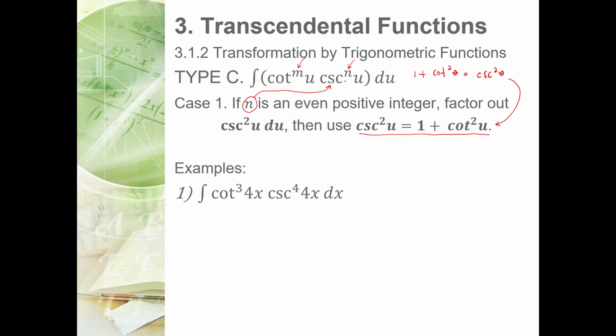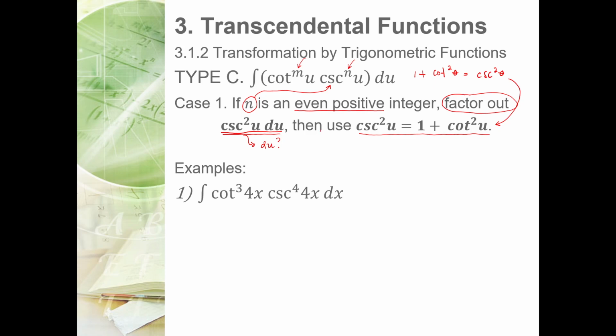Okay, so in case number 1, if n, that's the exponent of the cosecant function, is even and positive, we need to factor out cosecant squared u du. This is the factored out term. Anything that is factored out will be our probable value of our differential u for the u sub. So again, this will be our du.